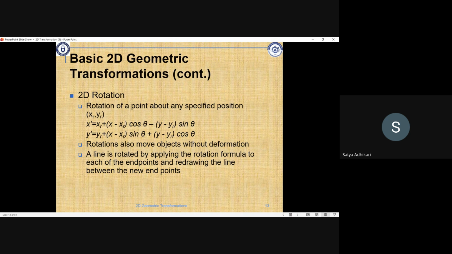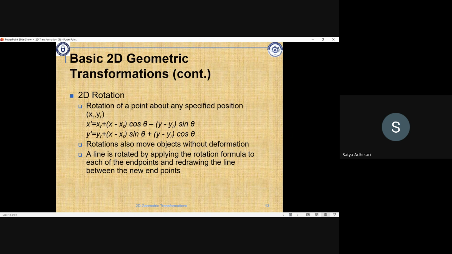But we can rotate a line. You know that a line consists of several points, and every line has two endpoints. So apply the rotation formula only to the endpoints, like in translation. Applying rotation to the two endpoints, you will get another location for these two points. You redraw that, join those two points. So a line is rotated by applying the rotation formula to each of the endpoints and then redrawing the line between the two endpoints.